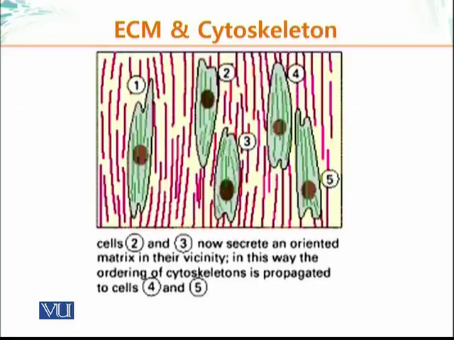Here, this cell made ECM which lined up the cytoskeletal elements of cell number 2 and cell number 3. These cells 2 and 3, when they produced ECM, it was of a similar orientation to their cytoskeleton, and when this ECM was produced, it caused the cytoskeletal elements of cell number 4 and 5 also to become organized and lined up with the ECM they have secreted. So a cell can influence its neighboring cells. It can influence the structure or the shape of the cell by secreting organized ECM molecules.